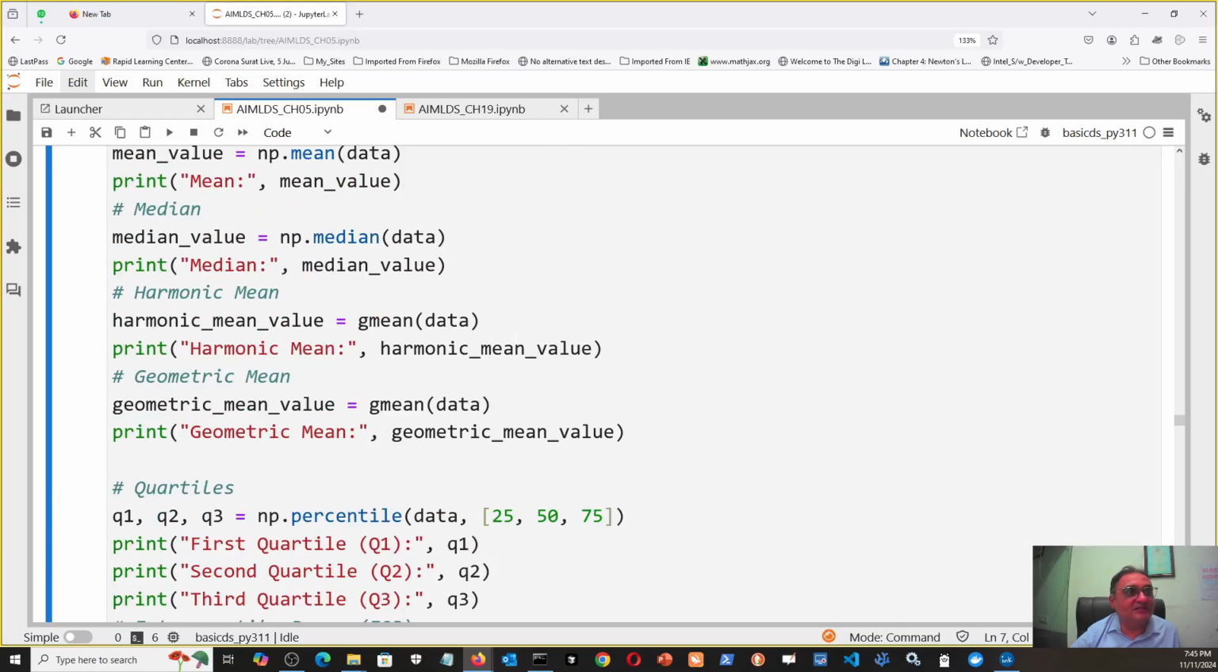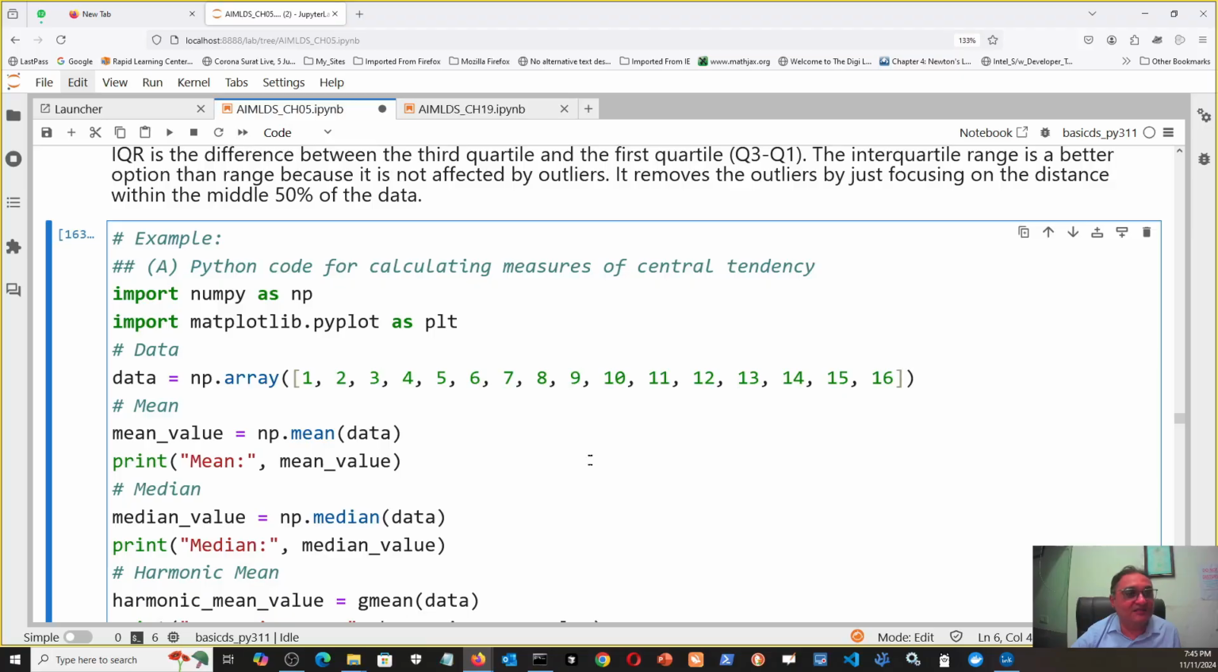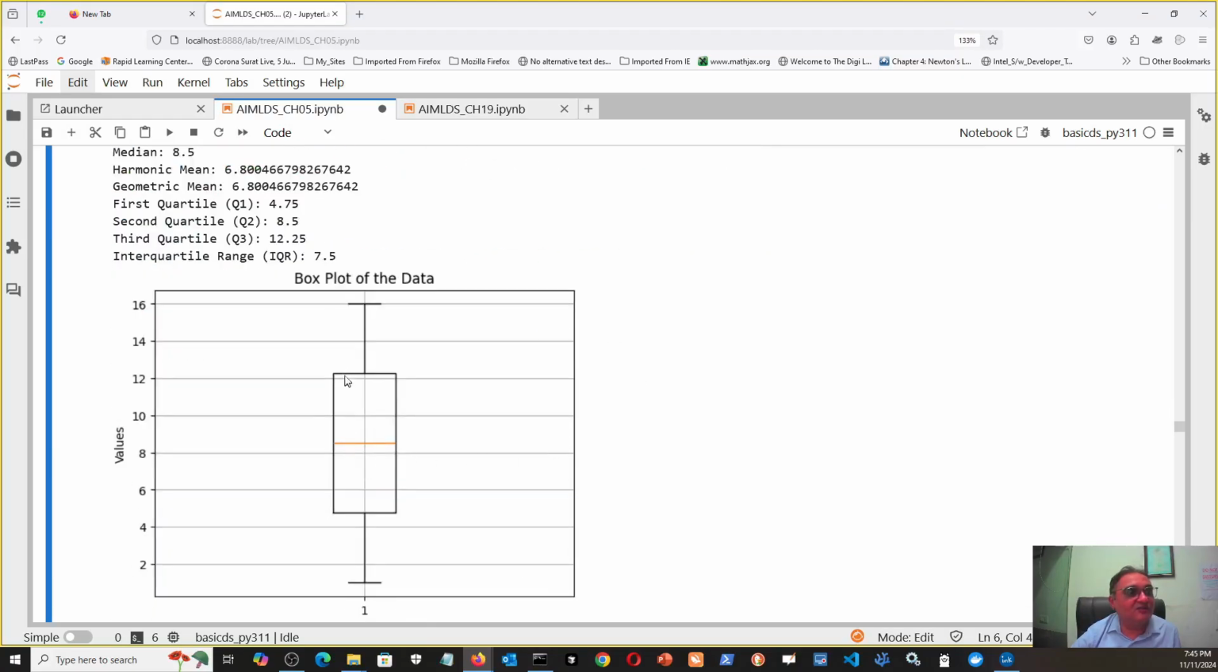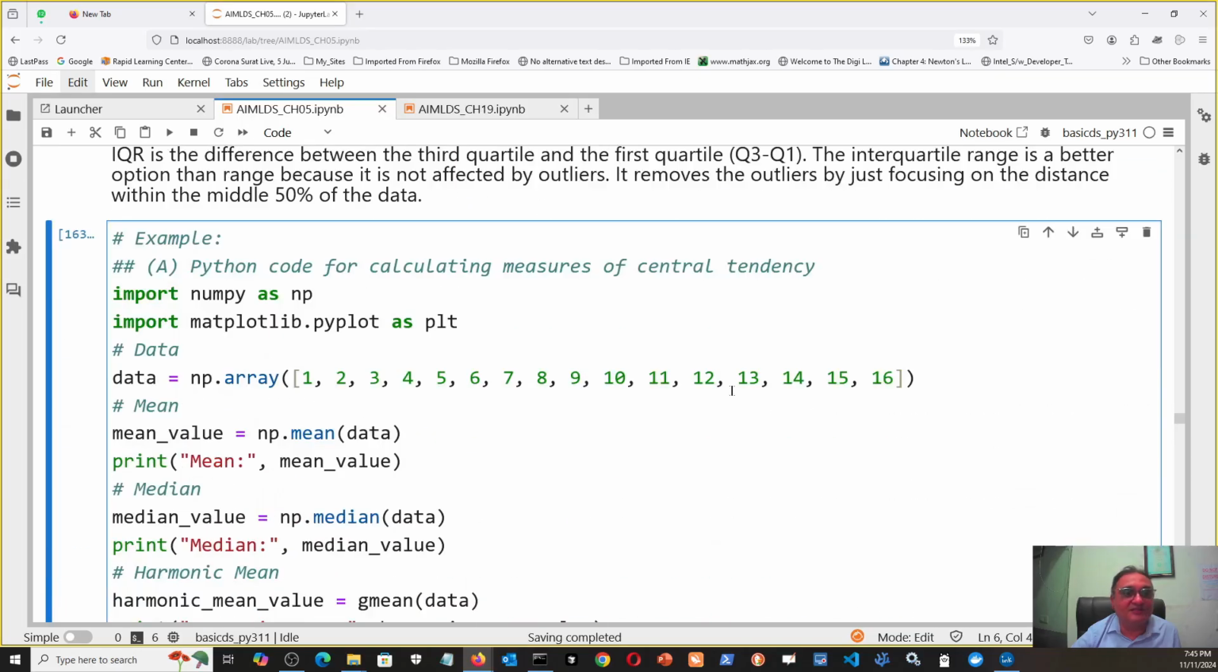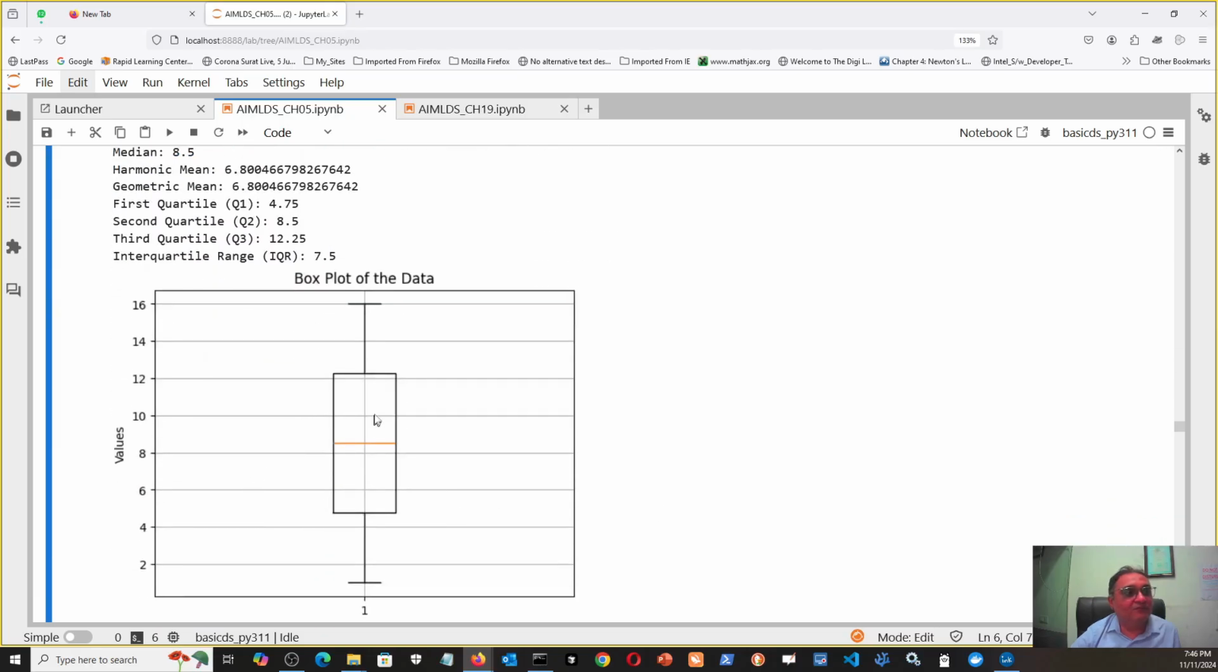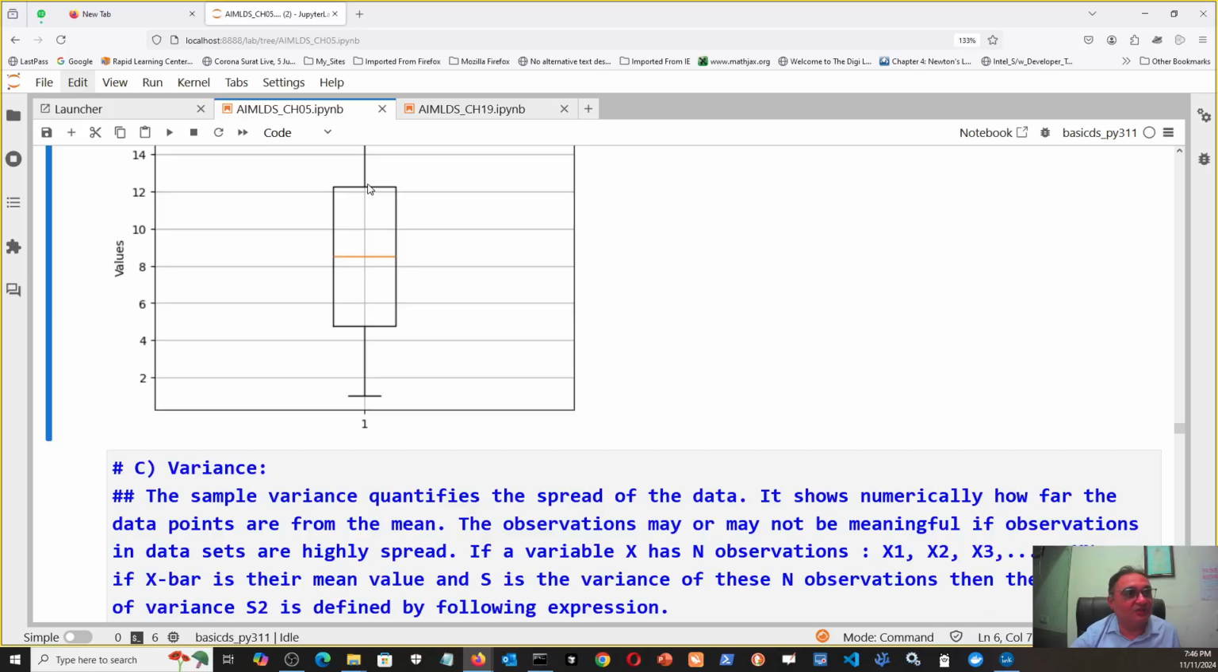So 50% of the observations are less than 8.5 here, and 50% of the observations are more than 8.5. And the third quartile is 12.25, so 75% of the observations are less than 12.25, and 25% of the observations are more than that value, which is 12.25. Here you can clearly see that this upper black colored line is the third quartile. So the first quartile, this orange is the second quartile or median, and this is the third quartile. Okay, fine. And interquartile range is always third minus first. So you can easily find that by doing this minus this, and that comes out to be 7.5. So the length of this region, or this range, is 7.5.